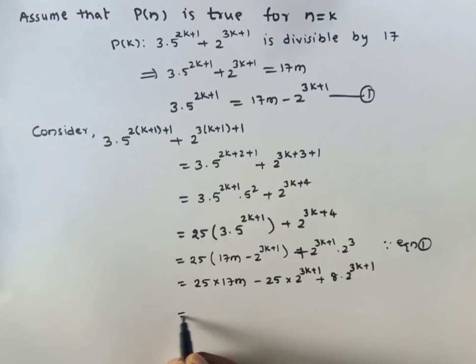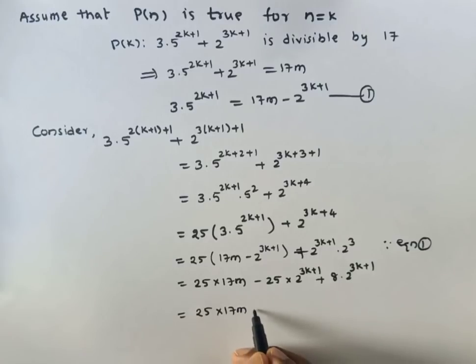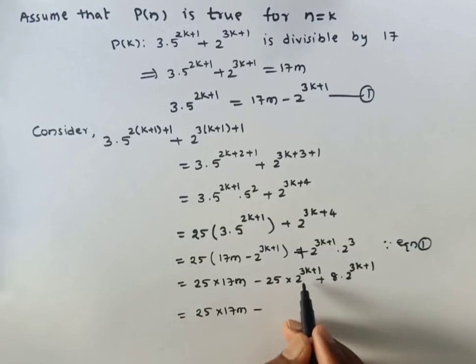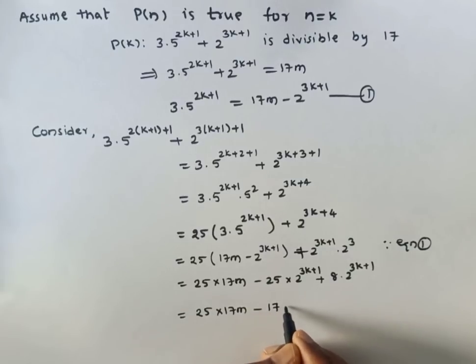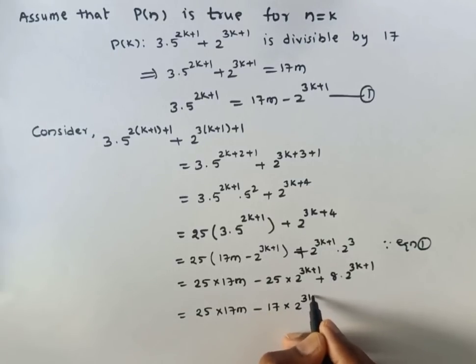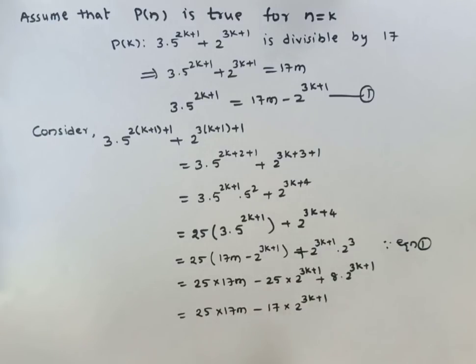Now, this is 25 into 17m minus, see here both the terms are 2 to the power of 3k plus 1 only. So here 2 to the power of 3k plus 1 has coefficients minus 25 and 8. Minus 25 plus 8 is minus 17 into 2 to the power of 3k plus 1. Now here 17 is common, right? 17 times of 25m minus 2 to the power of 3k plus 1.